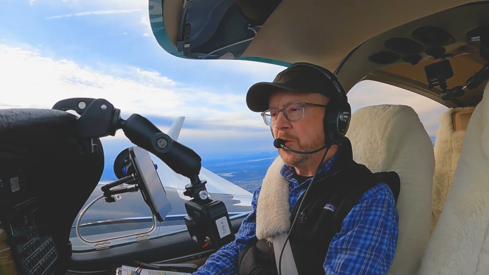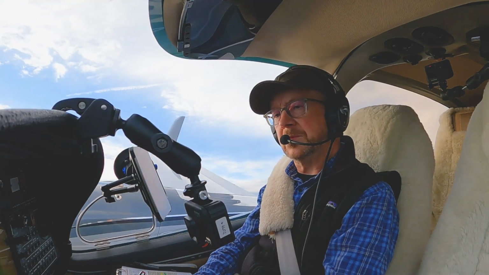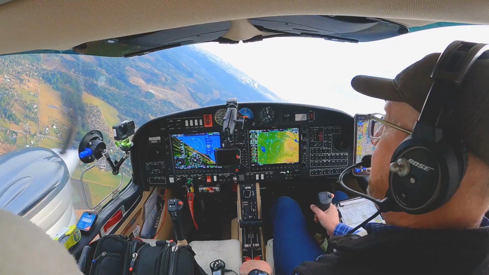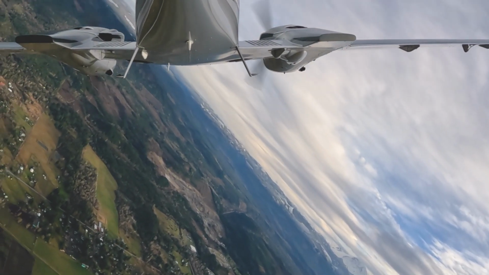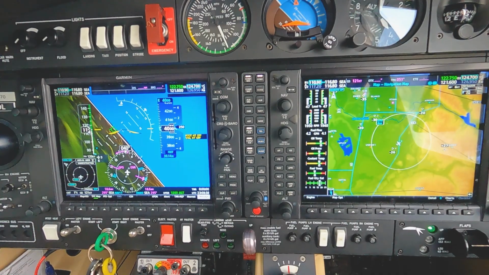So let's roll in to the left. We're looking for 50 degrees, which is commercial standards.